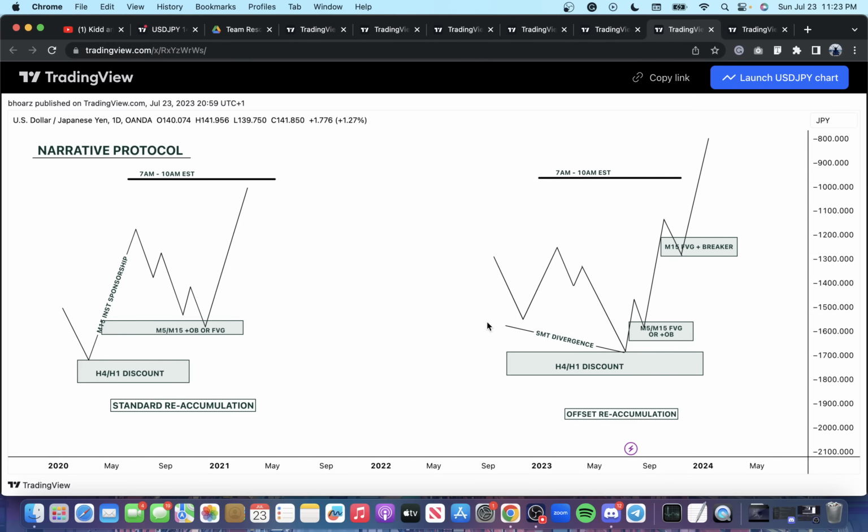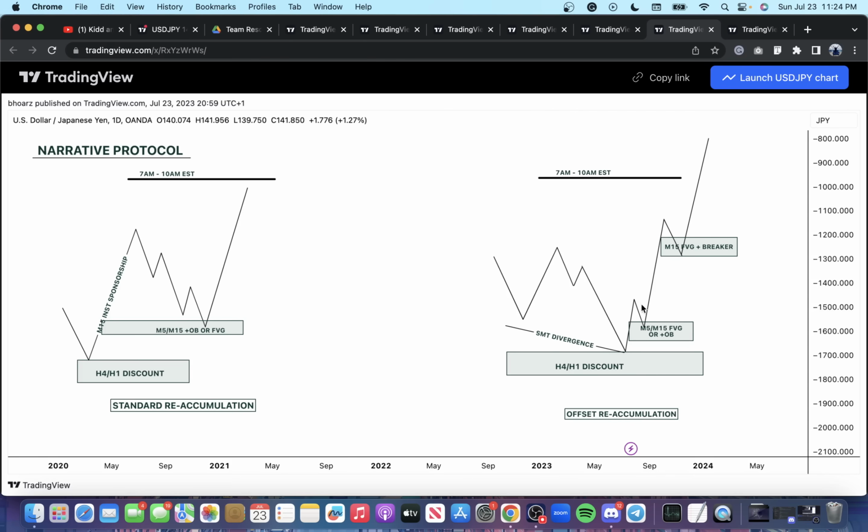Okay, and usually what you get there is a flashing SMT divergence. Ooh, I just showed you something here. Cool, right? You learn more. Now, for the standard reaccumulation protocol, it's really straightforward. You already know this: you see expansion, you wait for retracement, you buy, and aim for target during liquidity. That's what you're looking for.